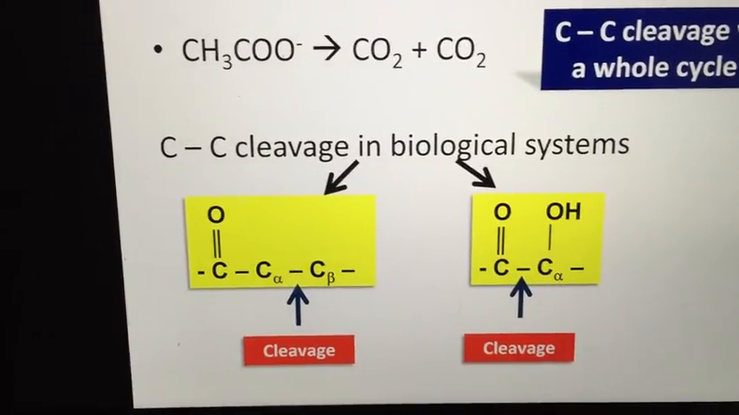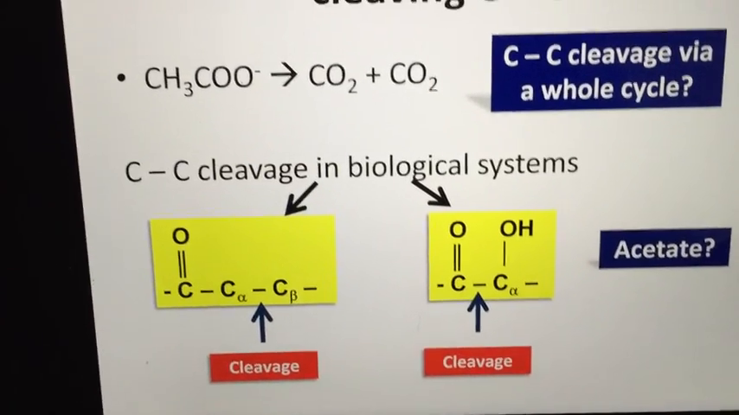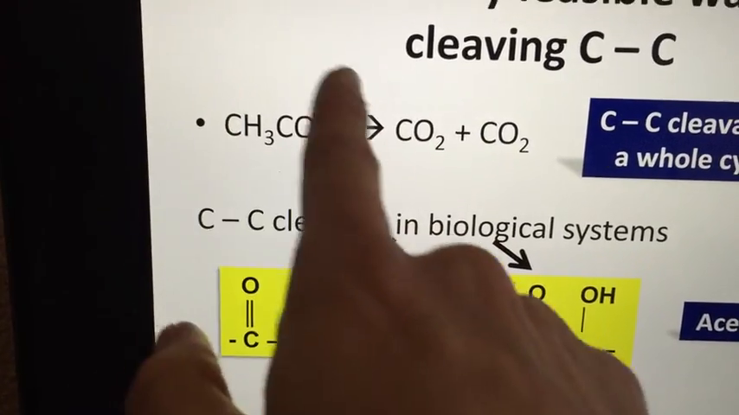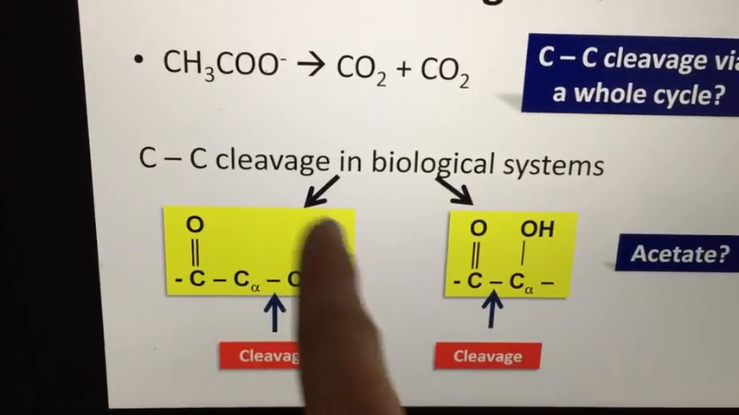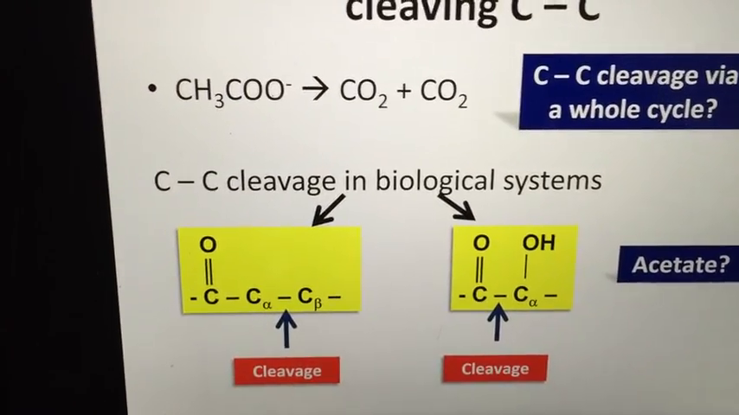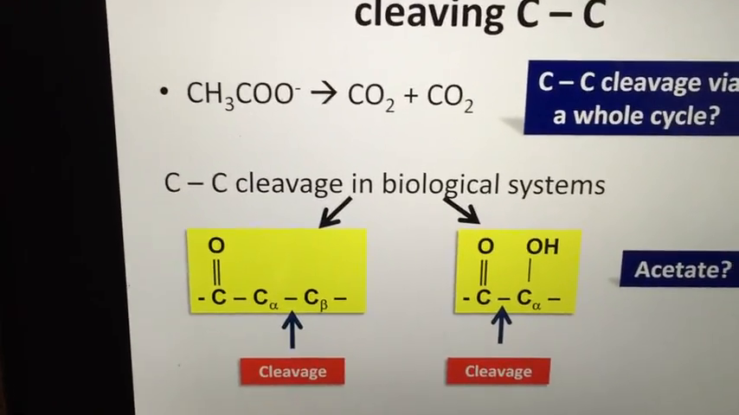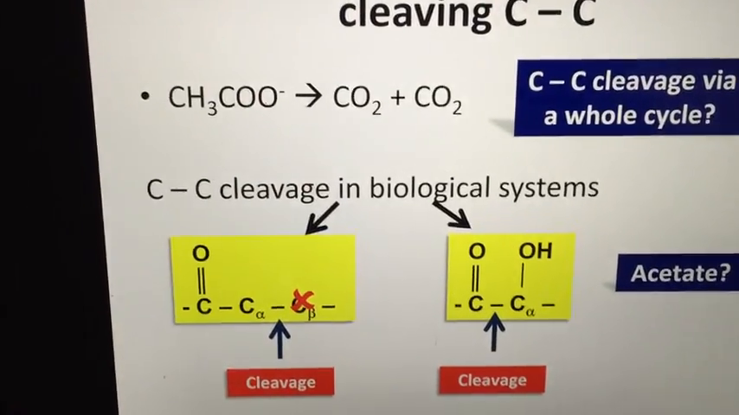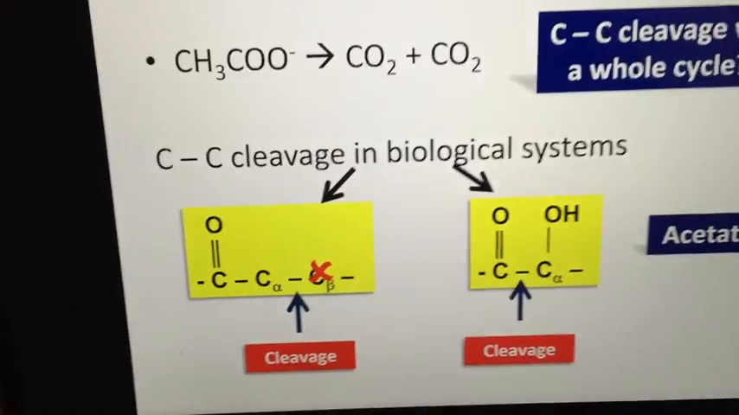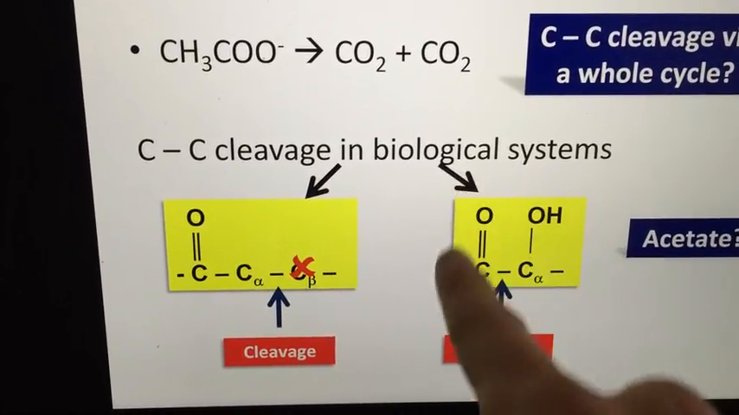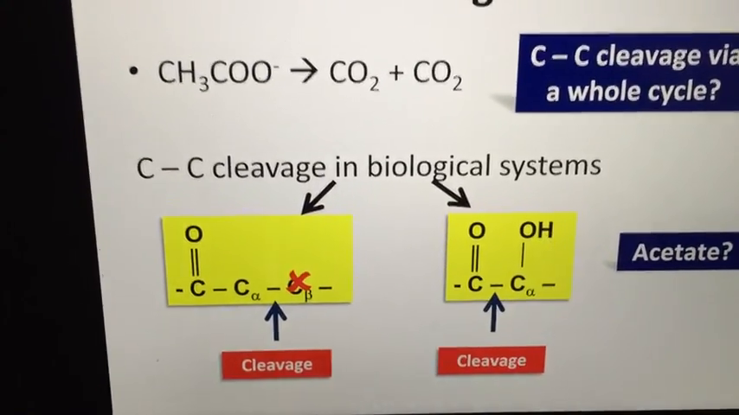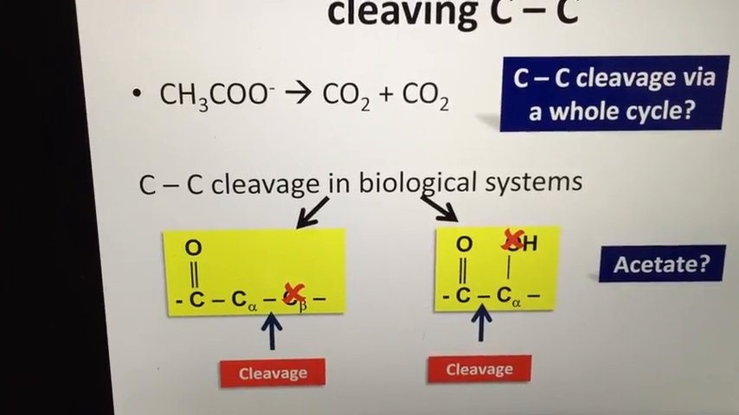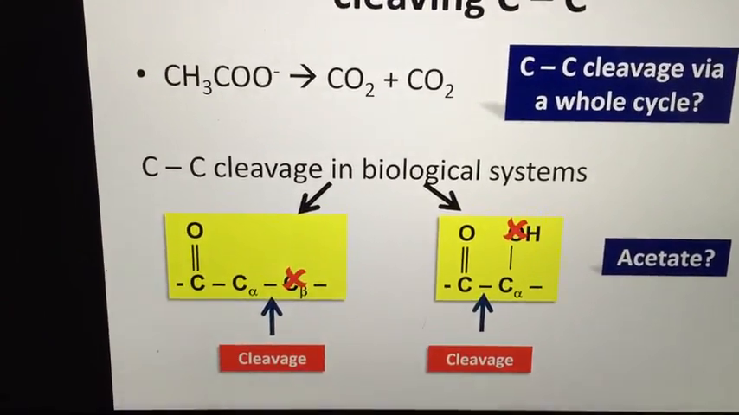So let's look at the acetate molecule, which is the structure over here. Do either of these apply? Are we looking at cleavage between alpha carbon and beta carbon? No, because there is no beta carbon. Acetate's only got 2 carbons. Do we have the situation where if we cleave between carbonyl carbon and the alpha carbon, there's an OH attached? Nope, there's no OH attached.